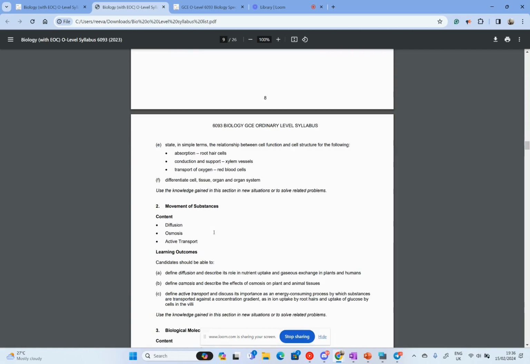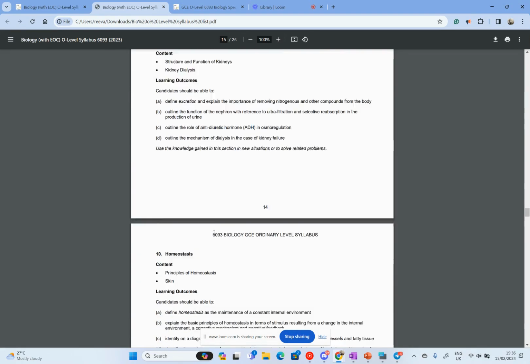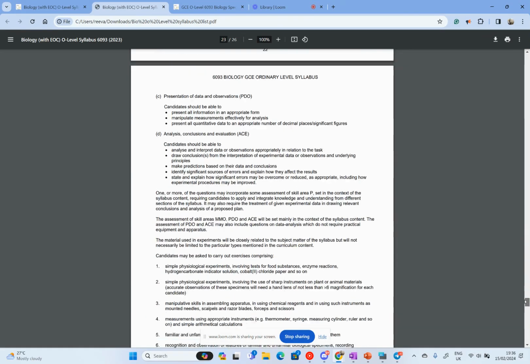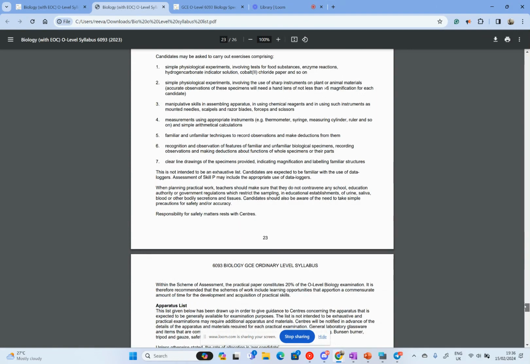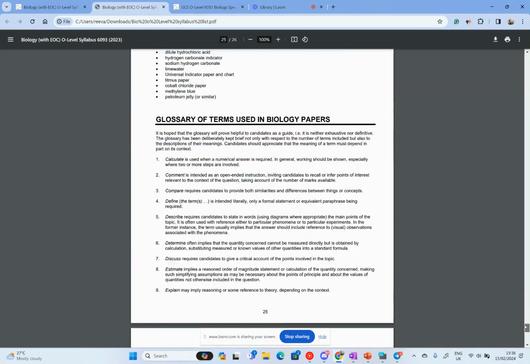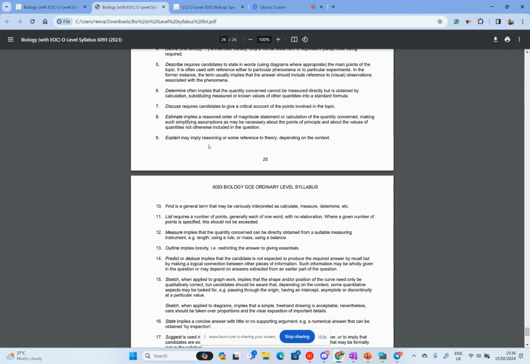So for today, one of the most important things that I want to focus on is all the way at the bottom. This part's for paper 3, the practical part. Don't worry about it for now. It is this thing, the glossary of terms used in biology papers. You need to know these things here so that you don't go about answering questions the wrong way.